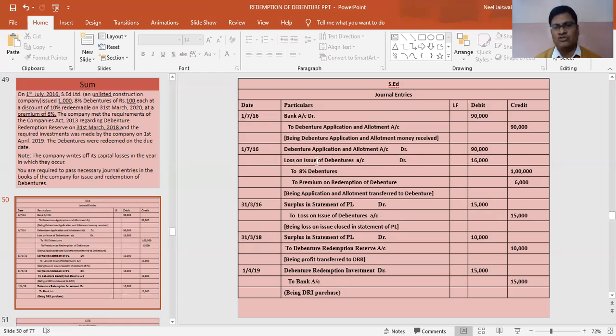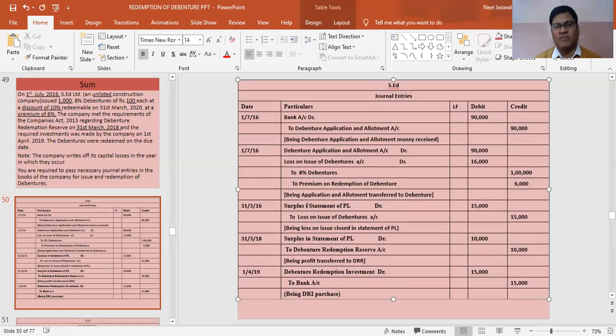This loss on issue of debentures, in the same year, on 31st March 2016 only, we are writing it off. So we are writing from statement of PL. It will not be surplus. No requirement of writing surplus. You can just write statement of PL as there is no balance of premium or anything else given. If premium would have been there, then securities premium I would have taken first, as I already told you. Nothing is mentioned, so statement of PL.